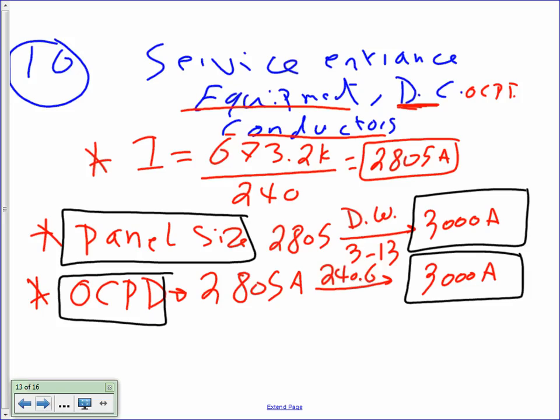Yes, sir. In the event that they didn't match, would you want the panel to be bigger than the fuse, or the fuse to be bigger than the panel? Always the panel bigger than the fuse. Good question, Jeff. What if they don't match? Do you want the panel bigger than the fuse or the fuse bigger than the panel? Always the panel bigger than the fuse.